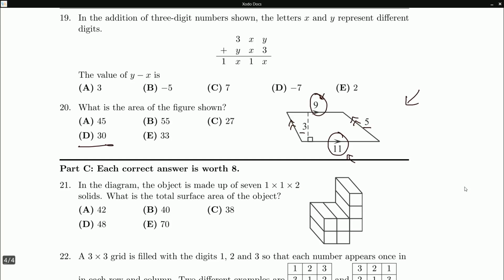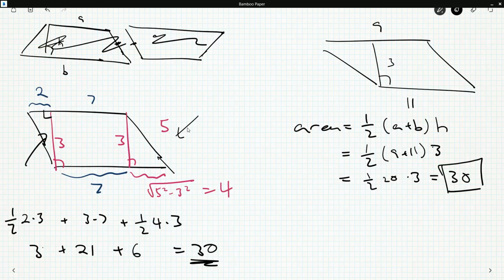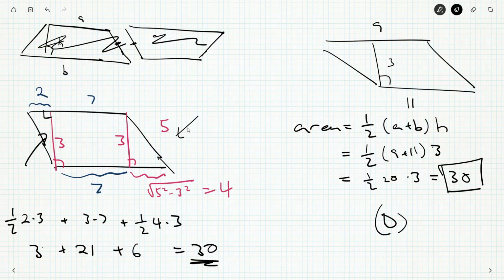So, either remember it's a trapezoid or break it down. Two excellent ways to do the question. And I think that is a fantastic way to wrap up question number 20. Did I write down that it was D? I did not. Got to remember to bubble in our answers. But I think that's a great way to end Part B.